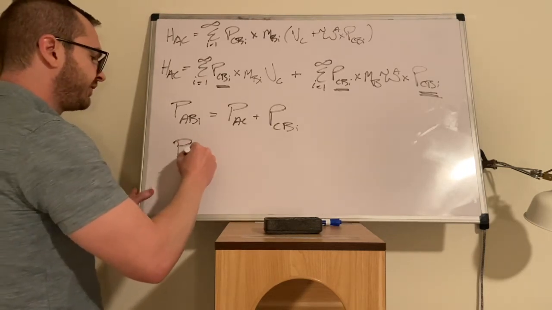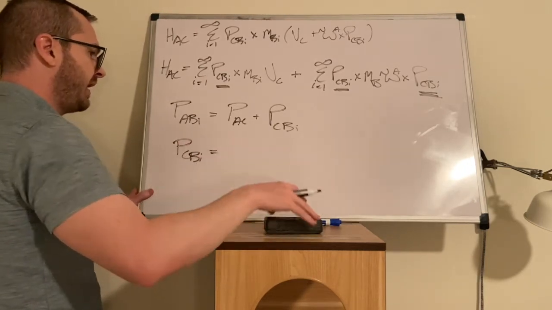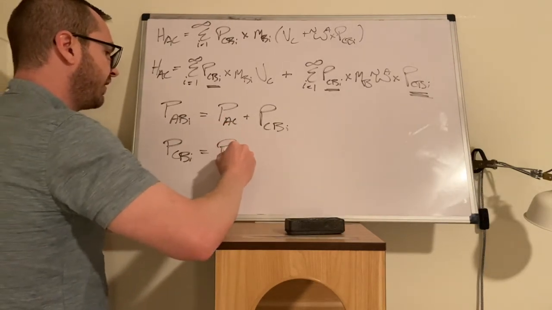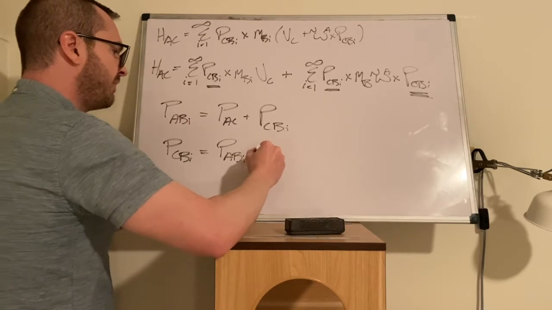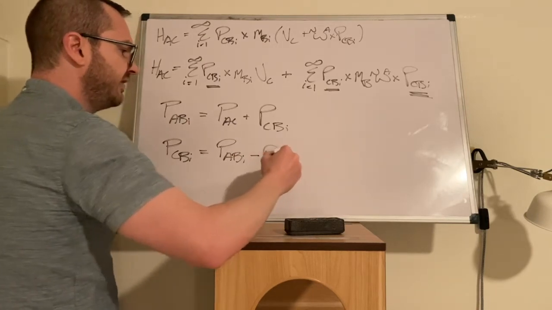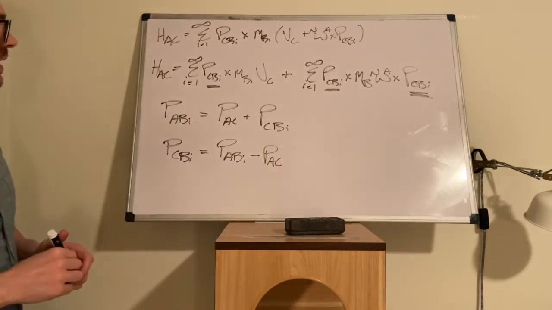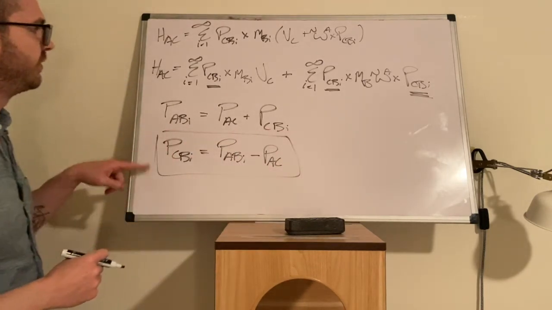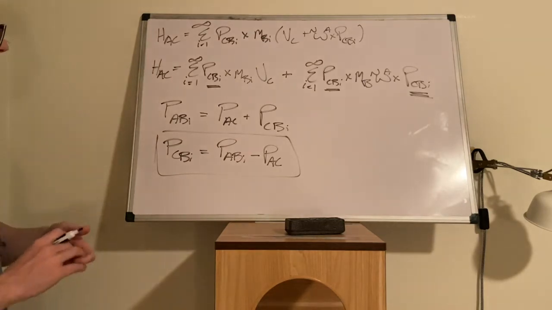So the position vector from C to B sub I is now equal to, and we're going to subtract the P AC from both sides, so P ABI minus P AC. And we're going to take this and we're going to put it into this expression.